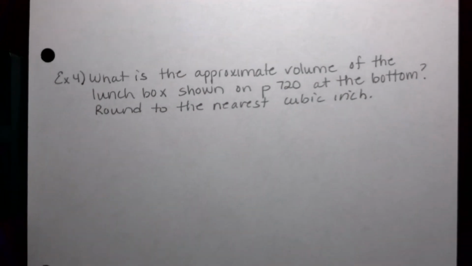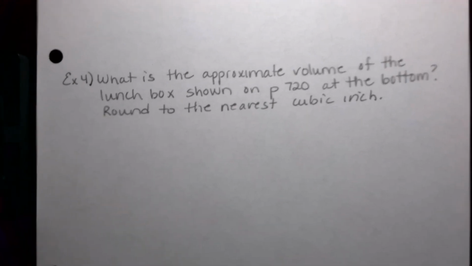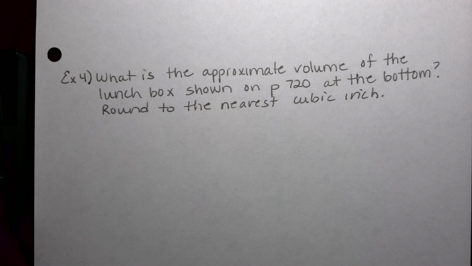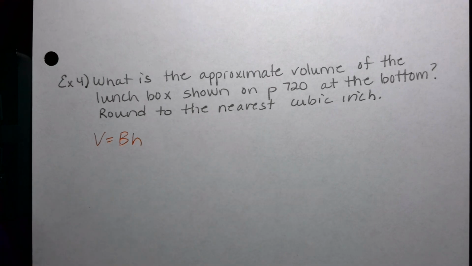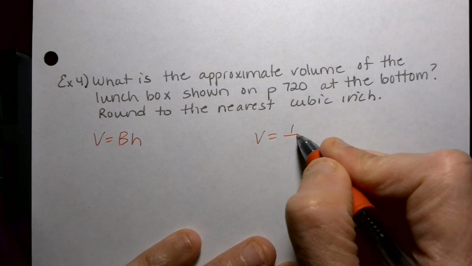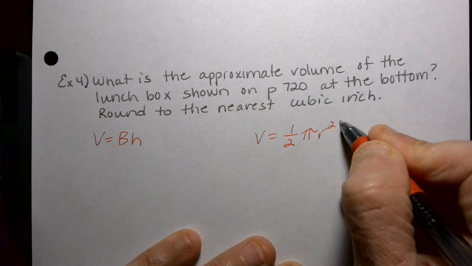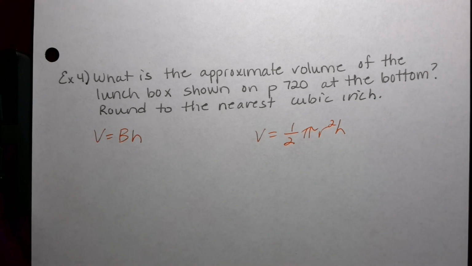And lastly, what is the approximate volume of the lunchbox shown on page 720 at the bottom, round to the nearest cubic inch? So if you look on page 720, you'll see a lunchbox, and on the bottom, you'll see a rectangular prism. So we need to get that volume. And on top, you'll see it's not a cylinder, but it is half of a cylinder, isn't it? The top. So I need to get a volume of half of the cylinder. Okay, so that's why I threw the half in there. It's not a full cylinder.